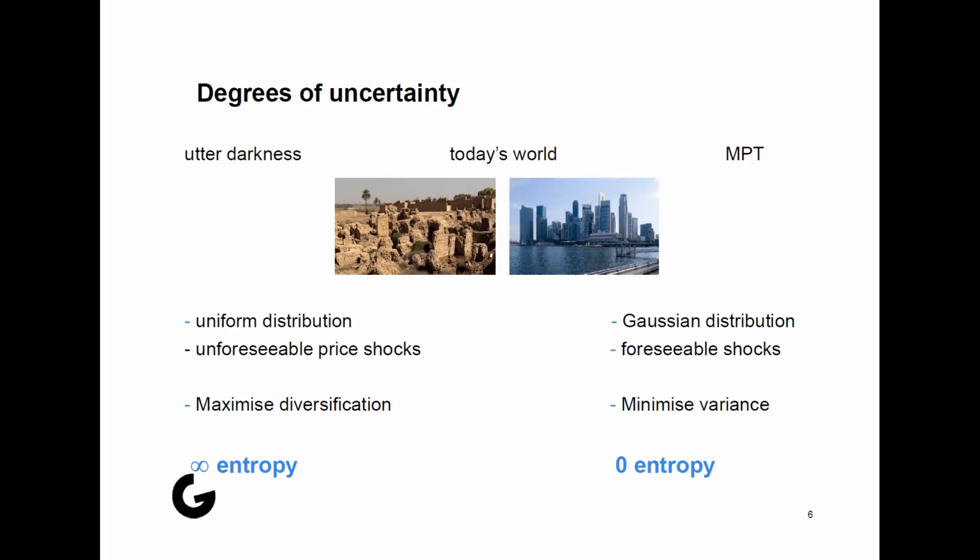So just zoom back and put Singapore and Babylon in a longer perspective. And if we go even further left from Babylon, we come into utter darkness. We only know that assets exist, and the only thing we can do there is invest 1/n. The probability distribution is uniform. All price shocks are unforeseeable. And the other extreme, and I would say it is as extreme, is the world defined by Markowitz, by the modern portfolio theory, where prices are perfectly foreseeable. All prices strictly obey a predefined probability law. And in that situation, Markowitz is right. The optimal investment strategy is to minimize variance.